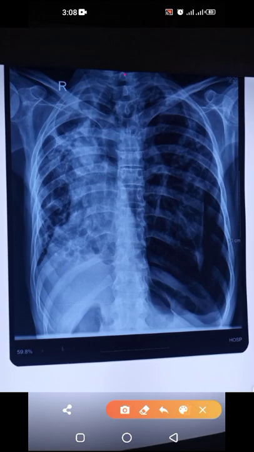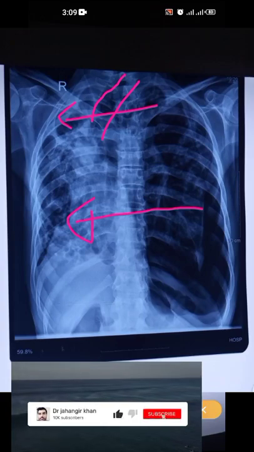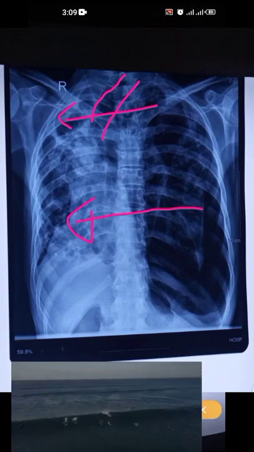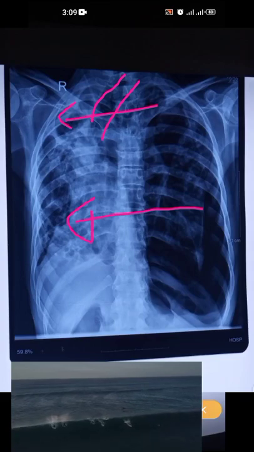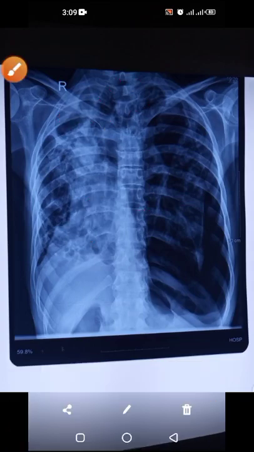So what are the findings with this? Can you see this trachea? So the trachea is shifted to the right side. Even the whole mediastinum is shifted to the right side. That is your first finding. I cannot appreciate the heart in this chest X-ray. So the mediastinum is shifted to the right side and the heart is hidden behind these cystic changes.